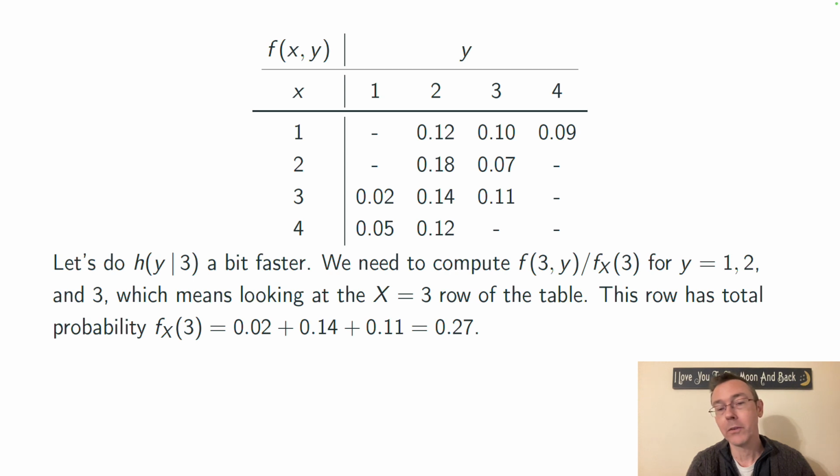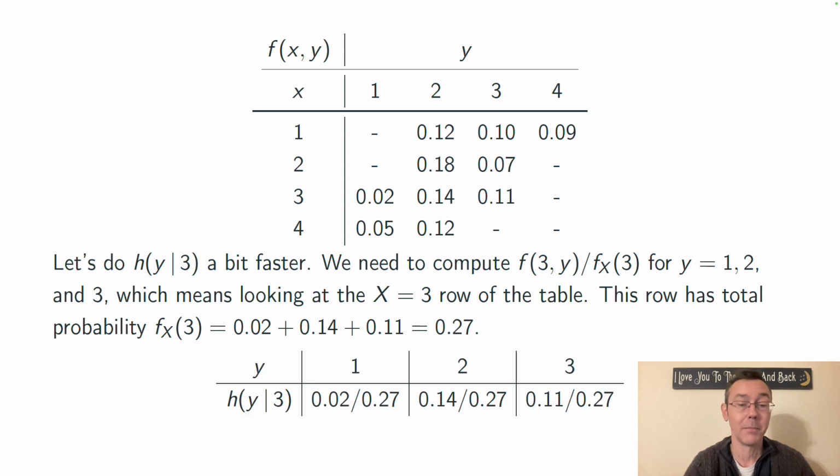So what I'm going to do is take f of 3 comma y divided by 0.27 for the three different values of f of 3 comma y. And that gives us this table that arithmetic simplifies out to give us h of 1 given 3 is 7.4%, h of 2 given 3 is 51.9%, and h of 3 given 3 is 40.7%.